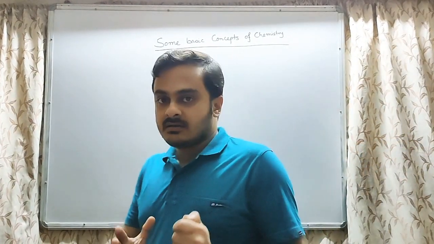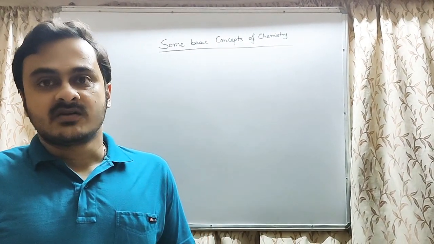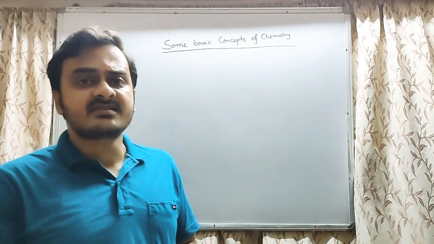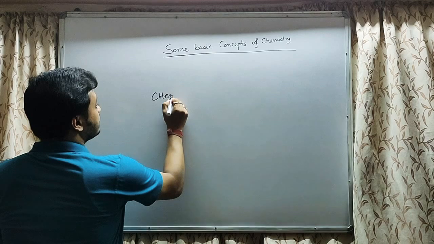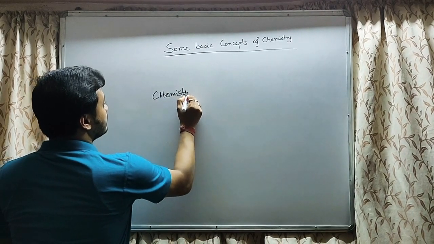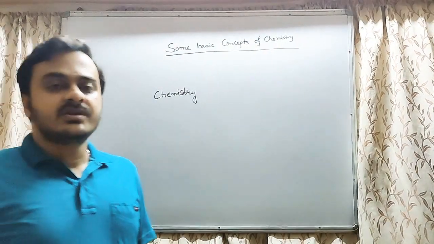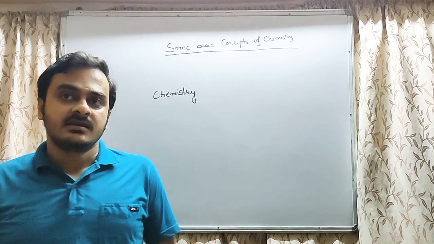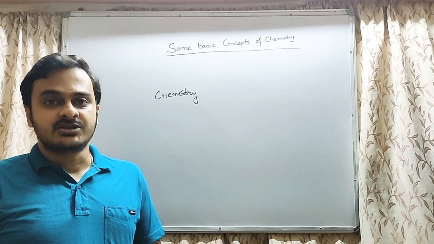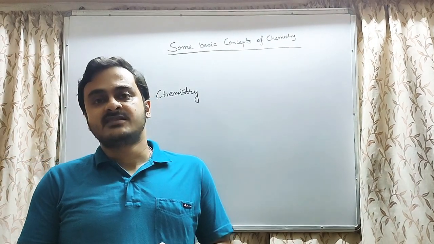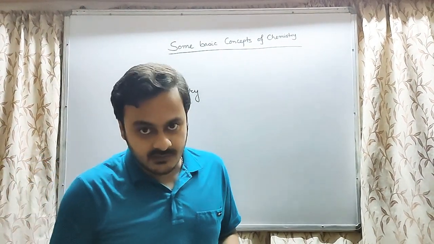Today I shall discuss the class 11 chemistry course, first chapter, that is Some Basic Concepts of Chemistry. Now what is chemistry? Chemistry is defined as the branch of science that deals with the atoms, molecules and the chemical transformation of matter that takes place under different sets of conditions which are governed by specific laws.